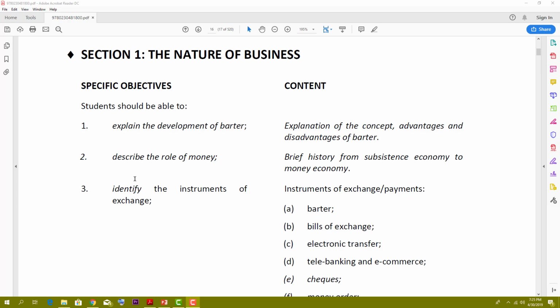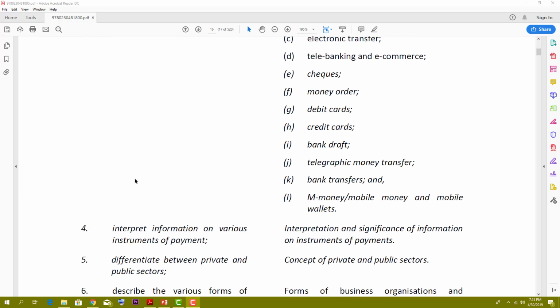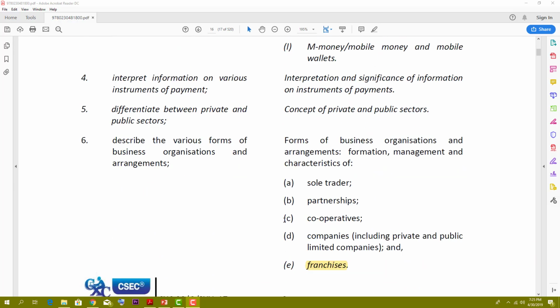Today we're going to jump into section 1, the nature of the business, objective 6. Last time we looked at objective 6, but we only covered the sole trader versus the partnership, and we also covered companies where we compared the private limited company to the public limited company. Feel free to look at the other videos in order to catch up on those areas.